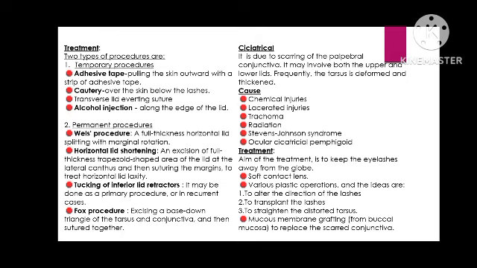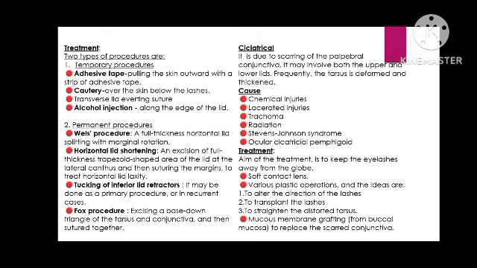Next one is treatment. There are two types of procedures. Temporary procedures: first one is adhesive tape, pulling the skin outward with a strip of adhesive tape. Next is cautery over the skin below the eyelashes, inverting lid-everting sutures, and alcohol injection along the edge of the eyelid. Permanent procedure is Wies procedure.